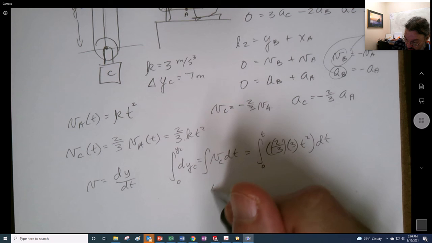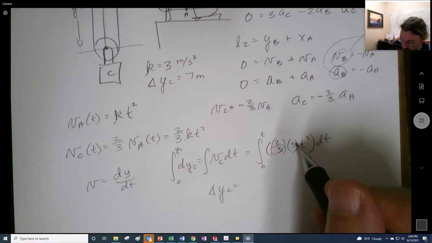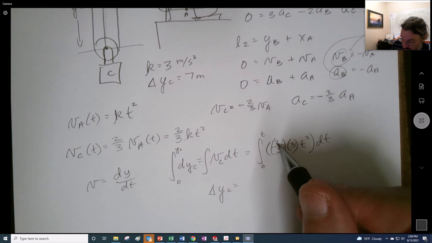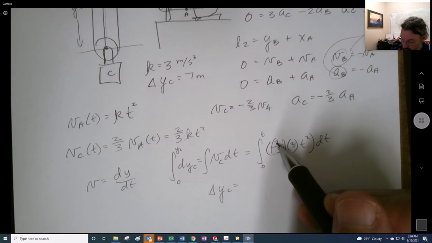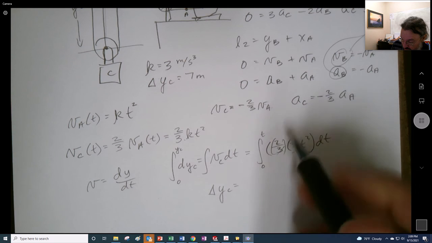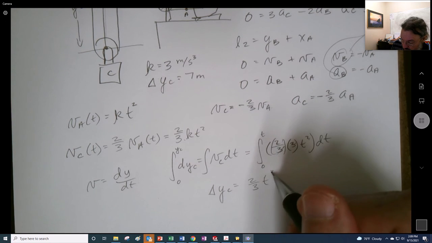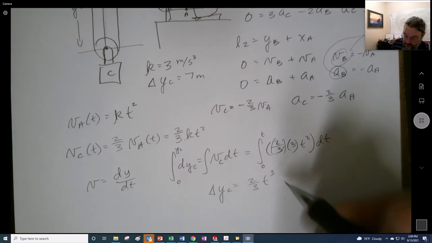So I integrate both of these, and I get delta yC is going to be, well, that 3 cancels out, but we're going to have 2. This is going to raise up to the 3, so it's going to be 2/3 t cubed, right? I think I did that correctly.